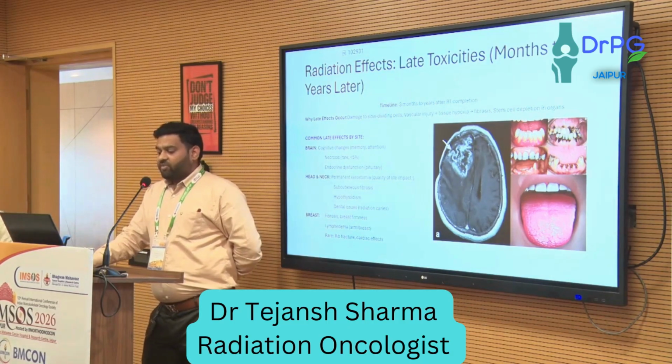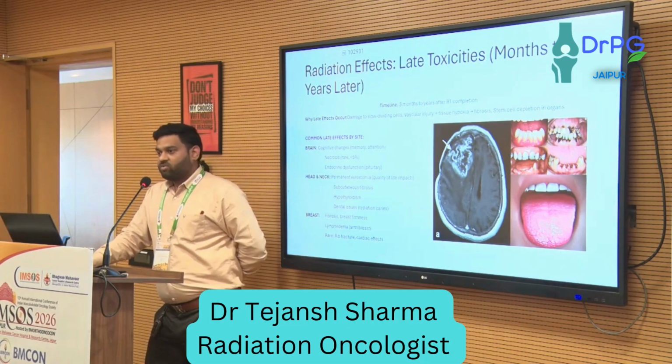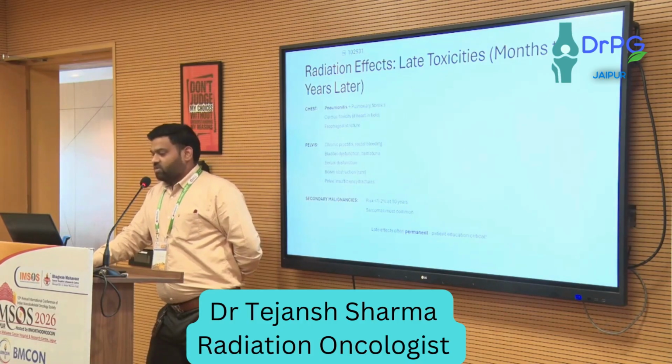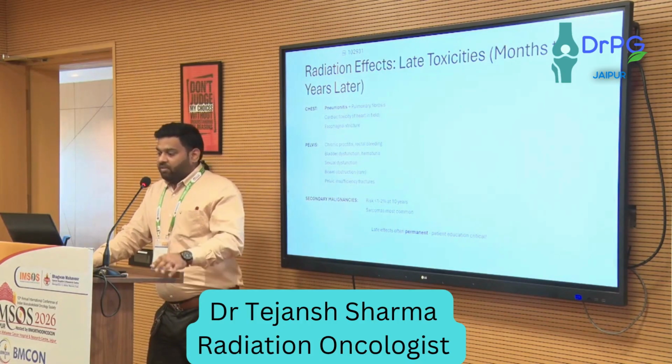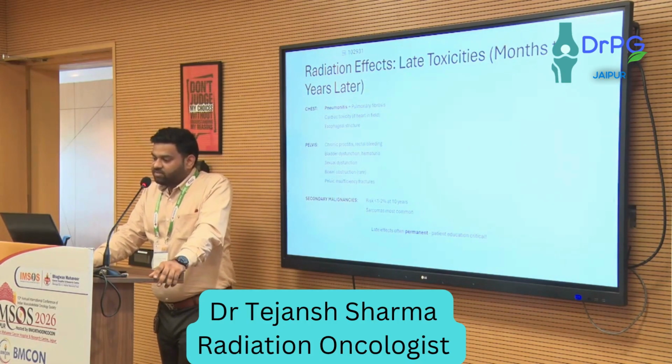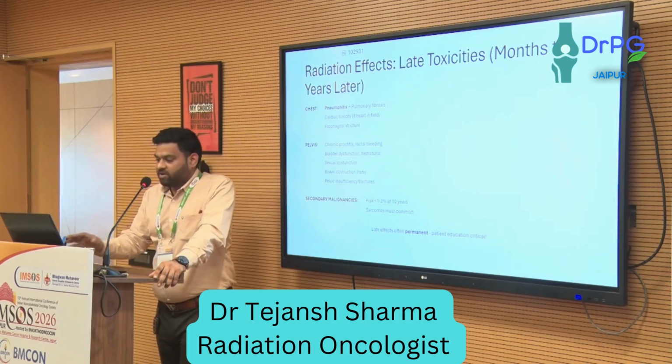In breast, we have lymphedema, chances of rib fracture, and also there is heart nearby, so some cardiac toxicities also. In chest, we have pneumonitis, pulmonary fibrosis, etc. In pelvis, already bladder and bowel problems.